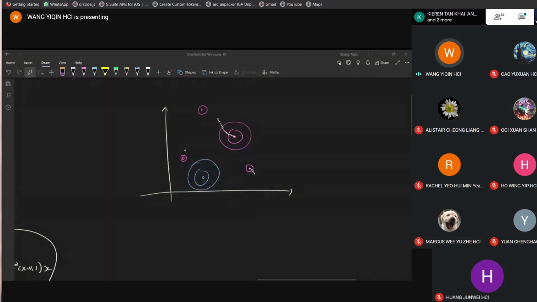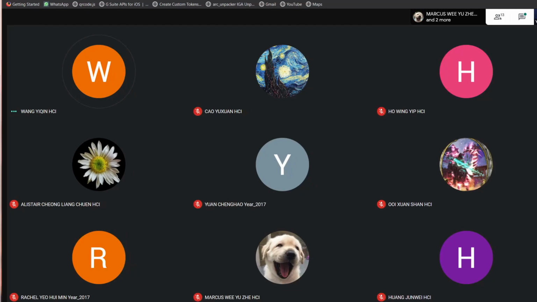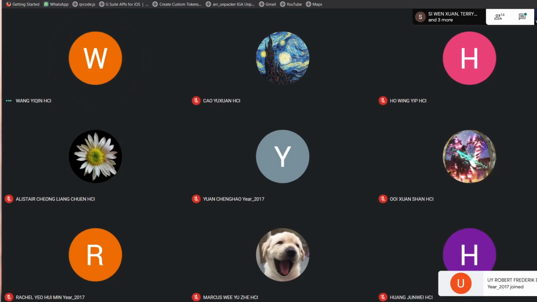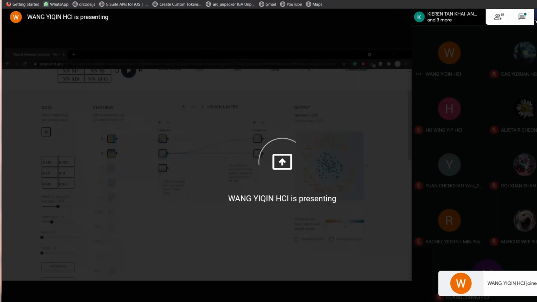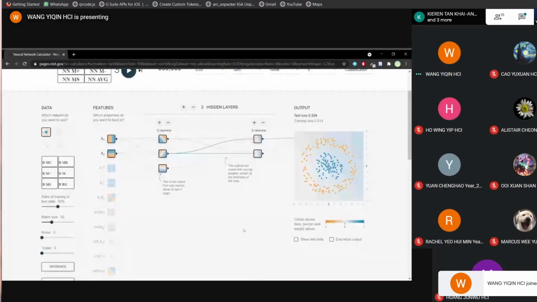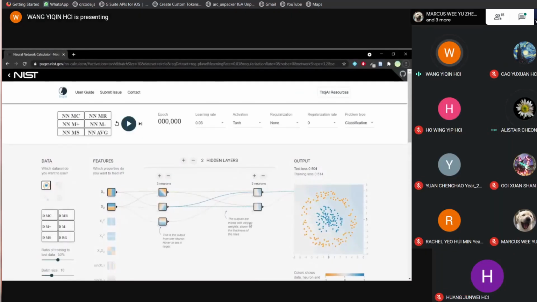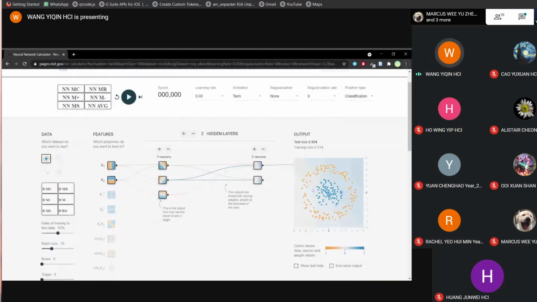So I have this visualization here, which I can show you guys. Let me stop presenting and present again. Okay, let me show a normal neural network. Present again. Oh, you guys can see, right? Yes. You can actually access this page yourself later to play around with this.